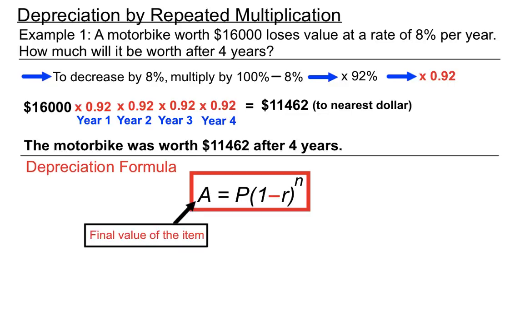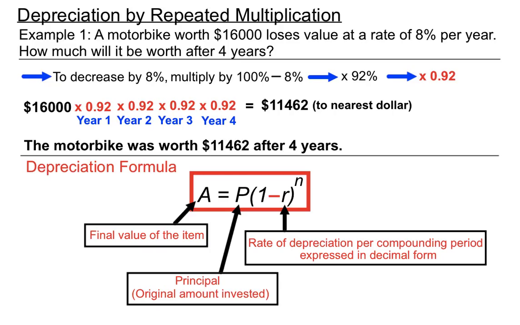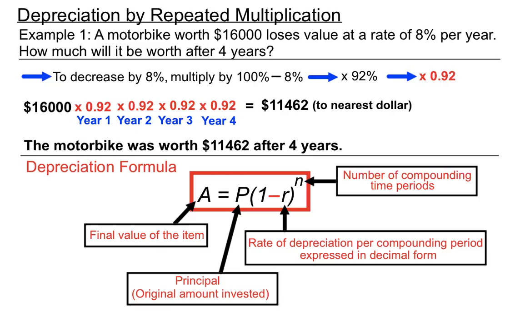The A in the depreciation formula represents the final value of the item. That's how much it's worth after all that depreciation has taken place. P stands for the principal, or the original amount invested, or in this case the original value of the item. R is not an interest rate as such, but a rate of depreciation per compounding period, and we express it in decimal form. I'll show this in an example, it'll make more sense then. And N is the number of compounding time periods.